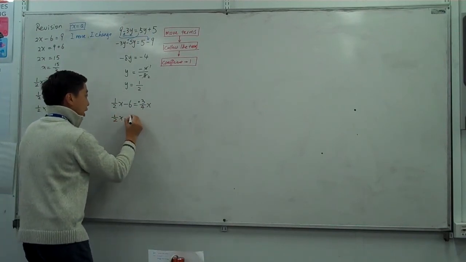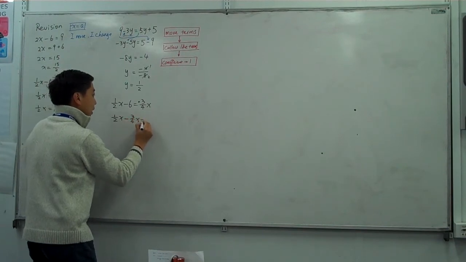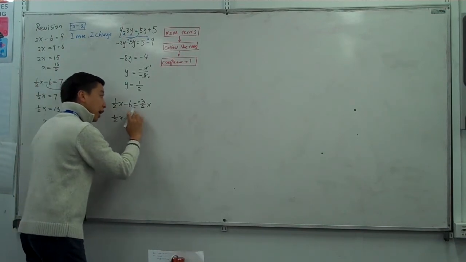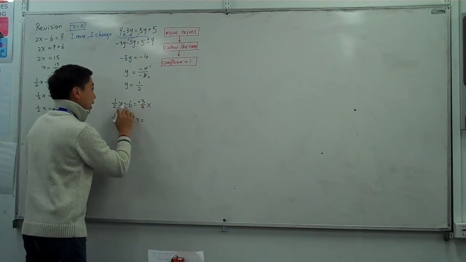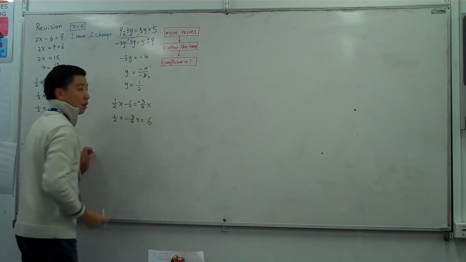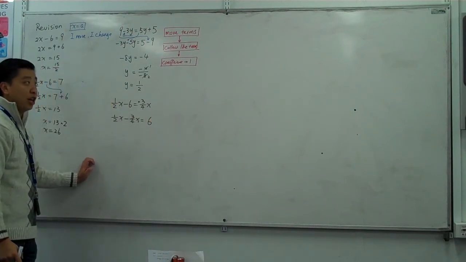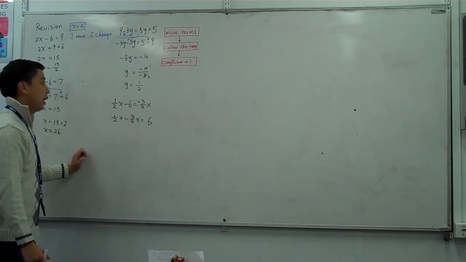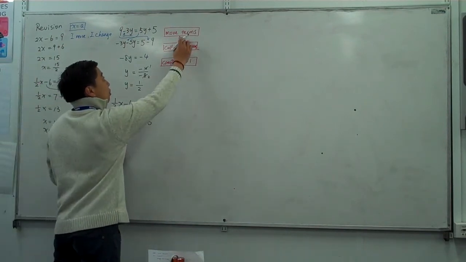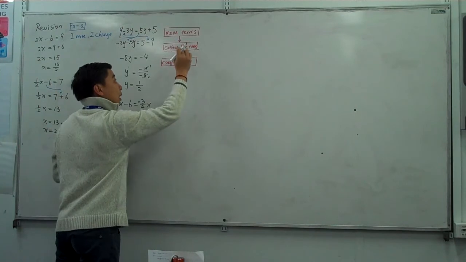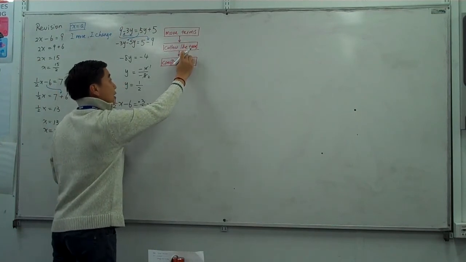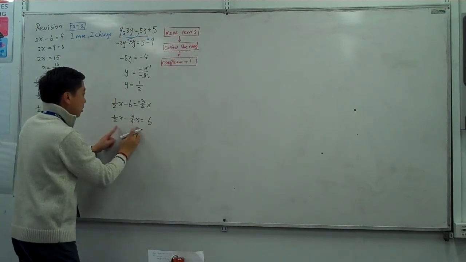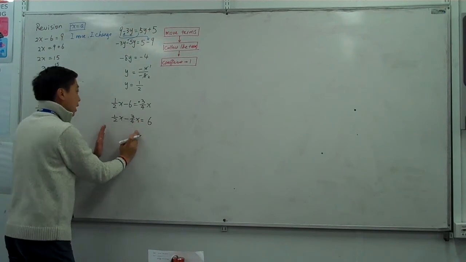Now move and change. And also the number should be moved to the right. So negative 6 is 6 on the right-hand side. And move, I change. Okay? Now this one means we move terms. Now the next step is collect like terms. We need to collect like terms. They are like terms, we can do the calculation.